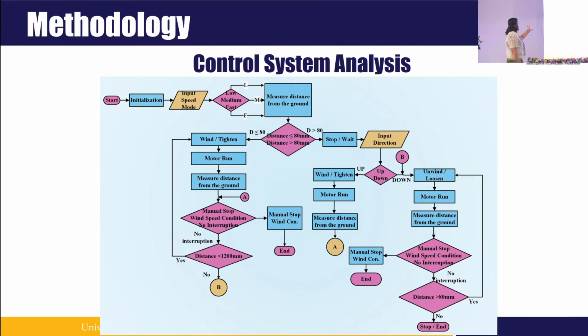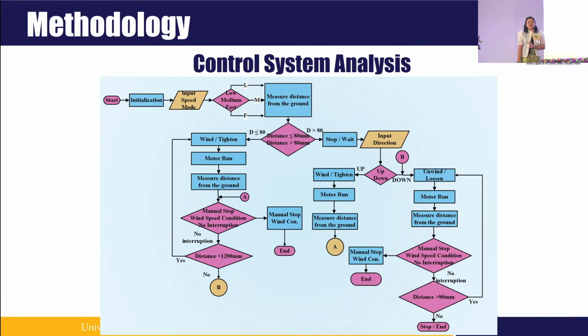Next we have this process or flow chart. It will start with the initialization. Once you turn on your prototype tiny robot, you have to input the speed, either low, medium, or fast. And then after that, it will measure the distance from the ground.